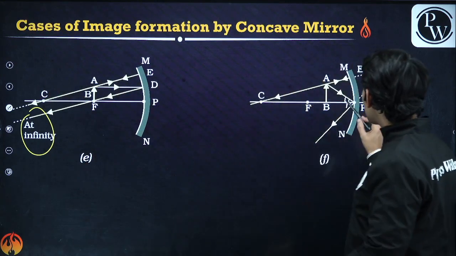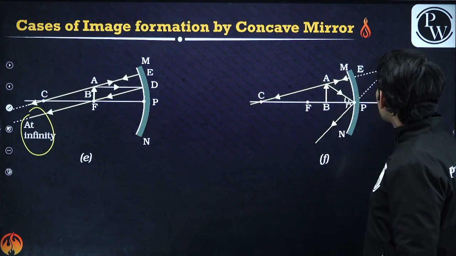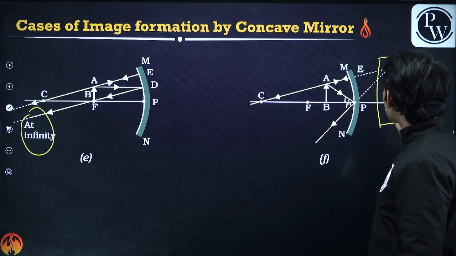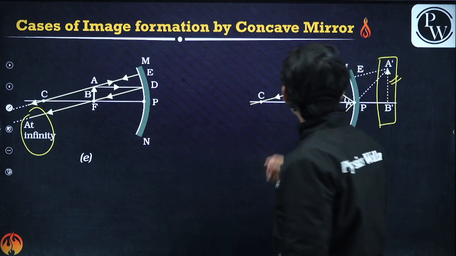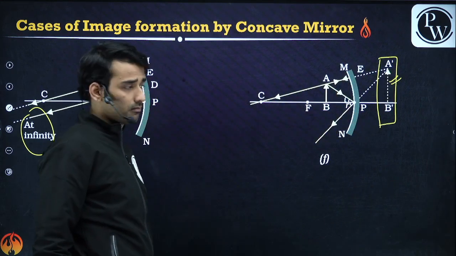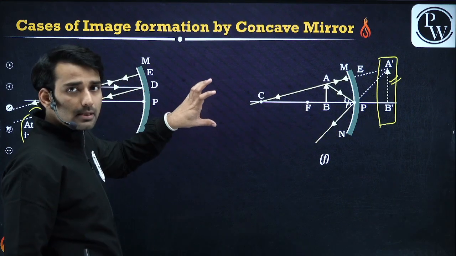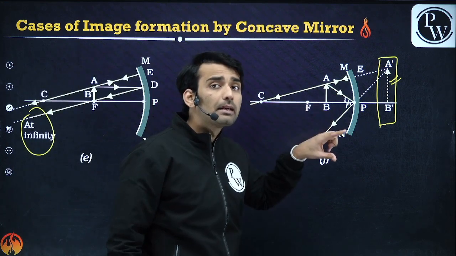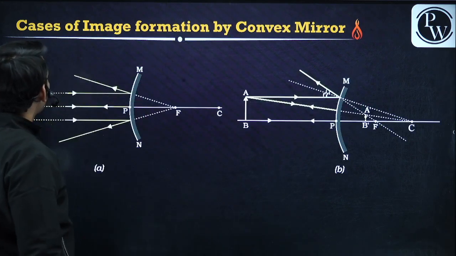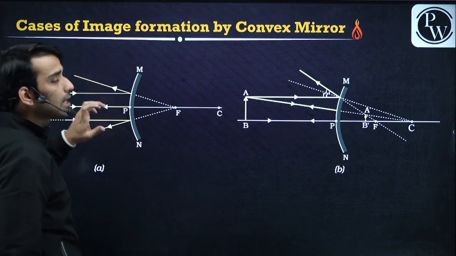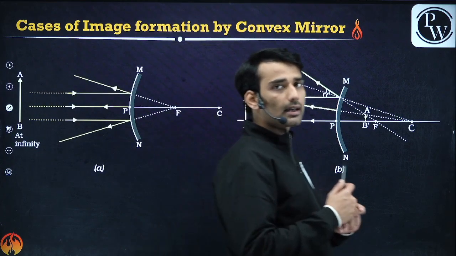Last case is the object between F and P. Here, this is the only case where a virtual, erect and enlarged image is formed by a concave mirror, right? Virtual, erect and enlarged image is formed, and this case finds many applications. Okay, next is the convex mirror. It has only two cases. It can only form virtual, erect and diminished images.